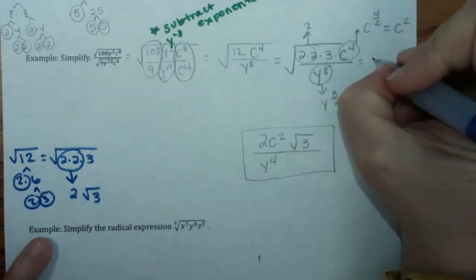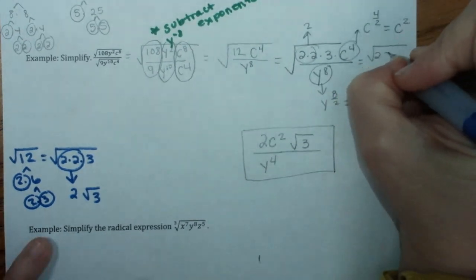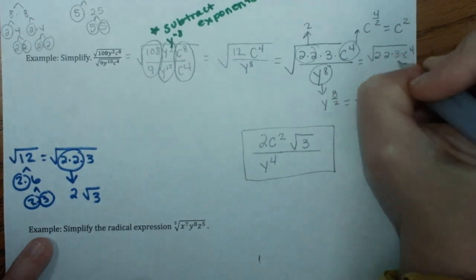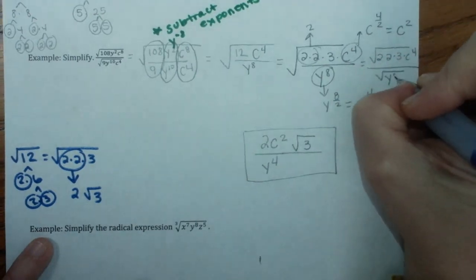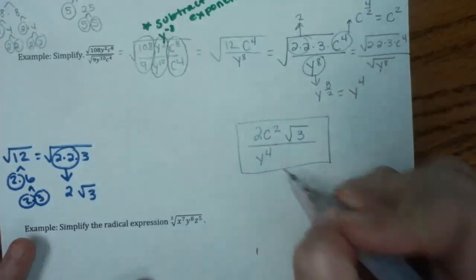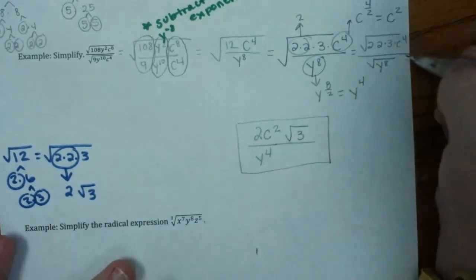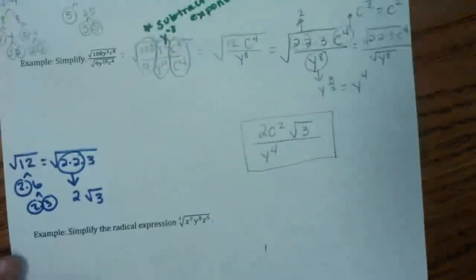And if it helps you to write it in separate fractions, that's fine too. 2 times 2 times 3 times c to the 4th divided by the square root of y to the 8th. So that's why y to the 4th stayed on the bottom. Everything else came out.